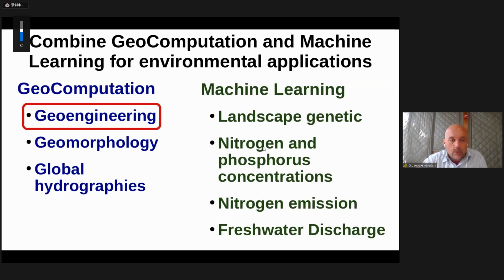So in this context, we will see different topics that have been evolving through the years, that have been studied and coded. Some are more geocomputation and some more machine learning. We will see applications in geoengineering for geocomputation, in geomorphology, and in global hydrology and hydrography. Then we will move to machine learning applications in different areas like landscape genetics, nitrogen and phosphorus concentration, nitrogen emission, and freshwater discharge. Okay, so let's start with geoengineering and see in brief what it is.